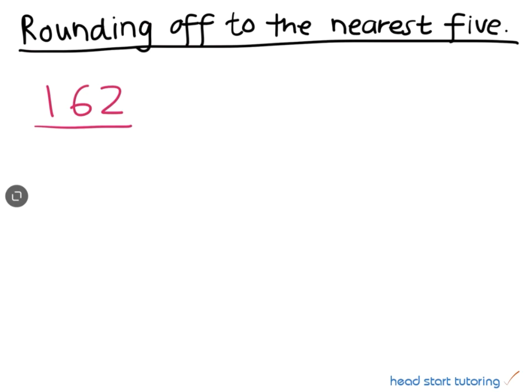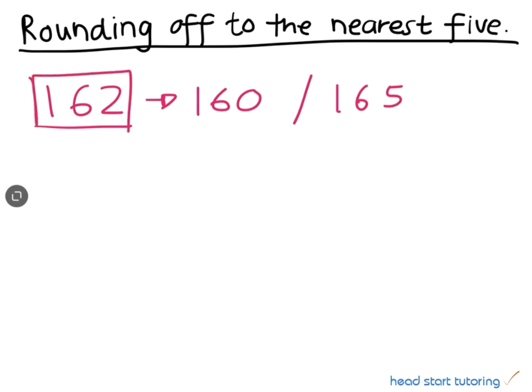We know that all multiples of 5 end in either a 5 or a 0. So we need to see either a 0 or a 5 at the end of this number. But we need to also decide whether this number 162 is closest to 160, which we know is a multiple of 5, or 165, which is also a multiple of 5. And this number 162 falls in between. So how do we do that?